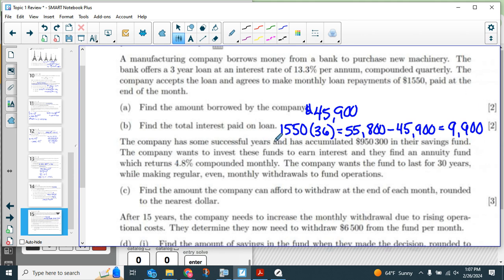The company has had some successful years and has accumulated $950,300 in their savings fund. The company wants to invest these funds to earn interest, and they find an annuity fund which returns 4.8% compounded monthly. The company wants the fund to last for 30 years while making regular, even monthly withdrawals to fund operations. C. Find the amount the company can afford to withdraw at the end of each month, rounded to the nearest dollar.